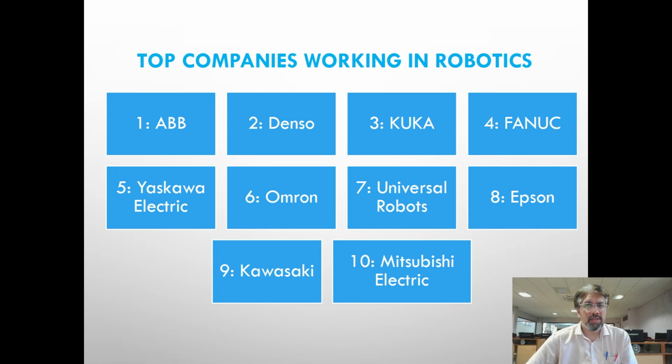Some of the companies which are working in robotics are mentioned here. ABB, a Swiss-based company. Then Denso, Kuka and Fanuc, which have manufacturing plants in Kolhapur as well as Hubli. Then Yaskawa Electric, a Japanese company. Then Mitsubishi Electric, another company which has a center here in India.